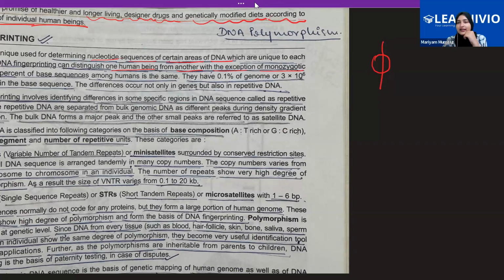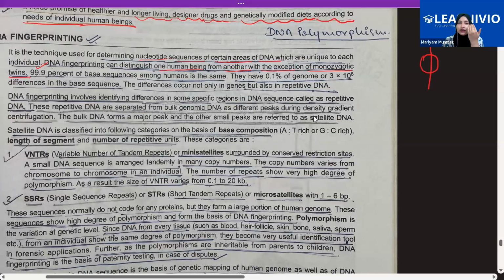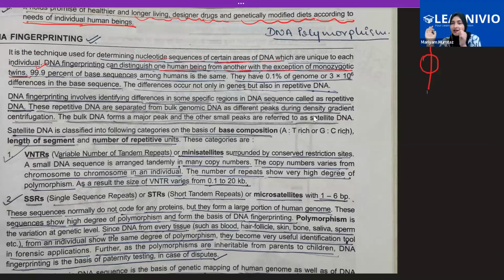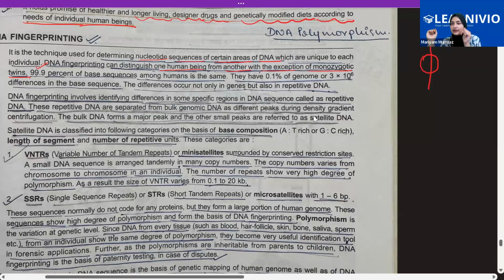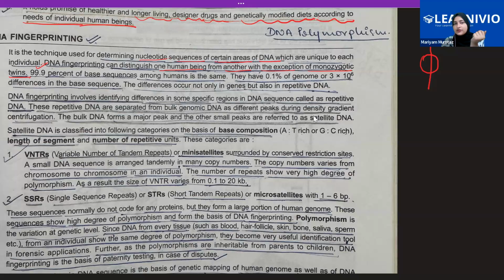Okay. So in their case, all of their DNA sequences are the same. It's like if one of the twins commits a crime, the other twin can also get caught because their DNA sequences are exactly like each other. So for them, this thing is not useful.